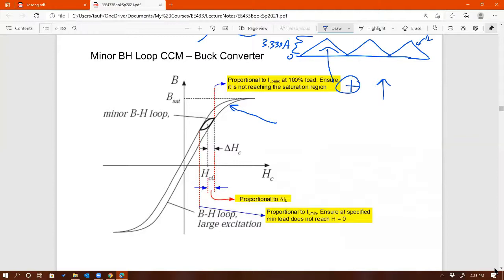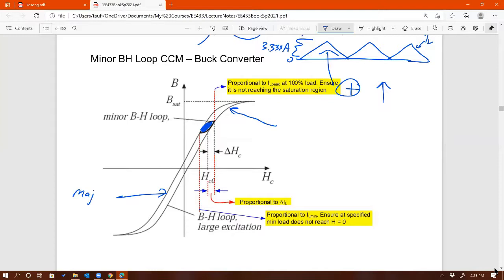So therefore, the minor loop, that's the minor loop right there, will be going back and forth in quadrant 1 of the major loop. So we have the major loop, which is provided by manufacturers. But when you operate the core, you're only operating the core on this portion of the major loop. Okay. Hopefully that makes sense.